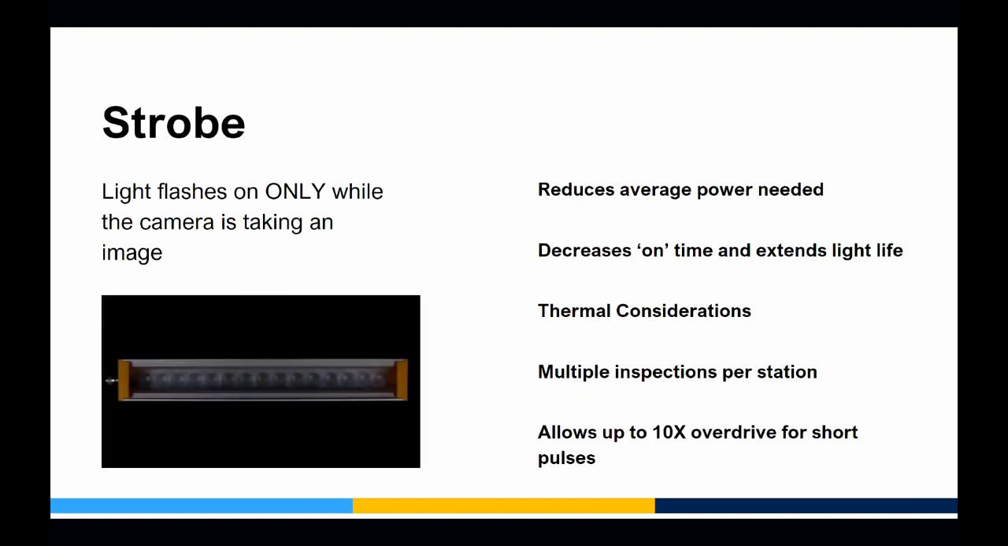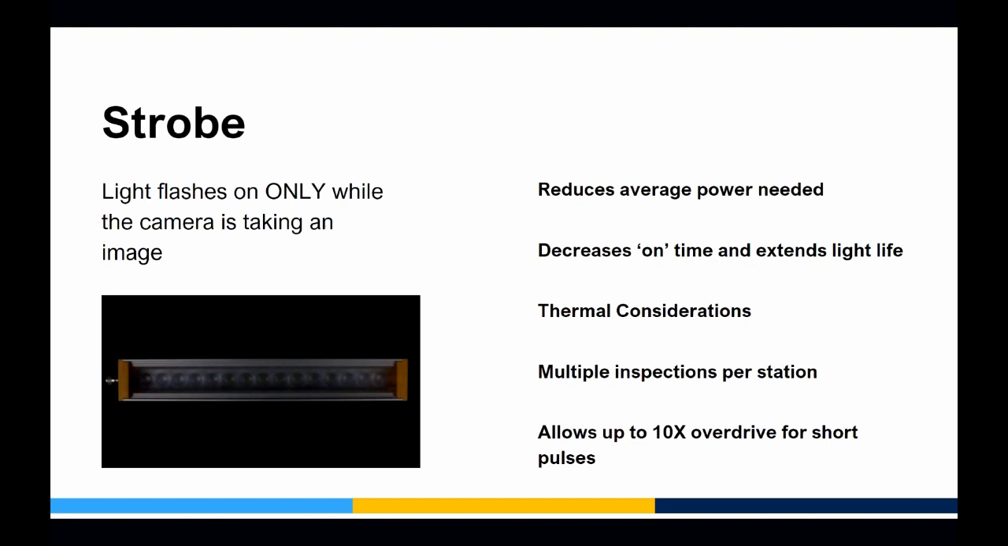Next is strobe. The light flashes only while the camera is taking an image. So when the camera needs light, that's when the light turns on, otherwise the light is off and resting between flashes. This can reduce the average power that is needed, which will increase the life of the light. It decreases the time that the light is on, giving it rest between, which also extends the life of the light. It helps with the thermal considerations.